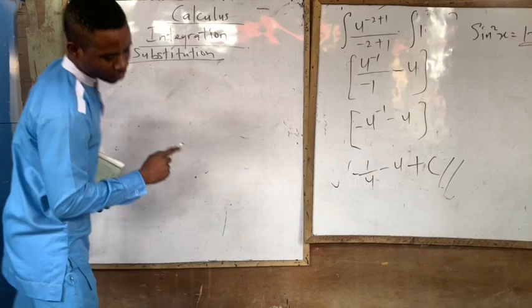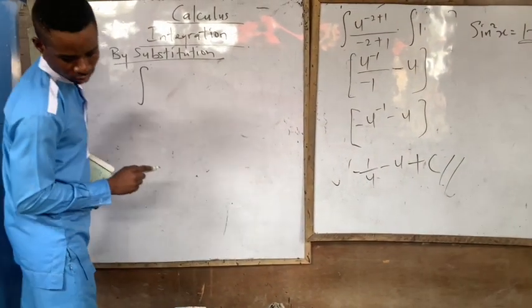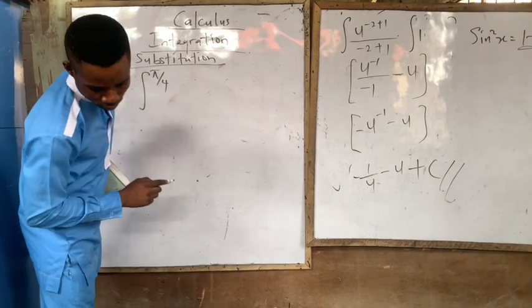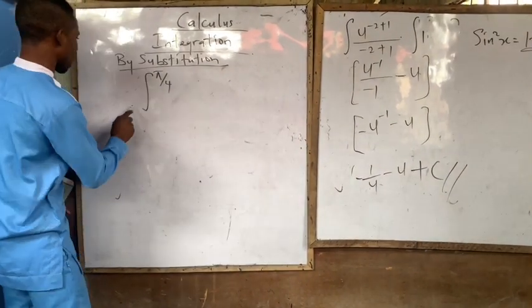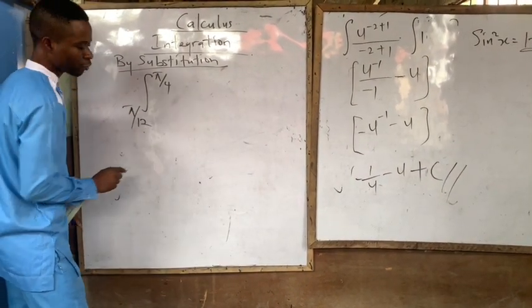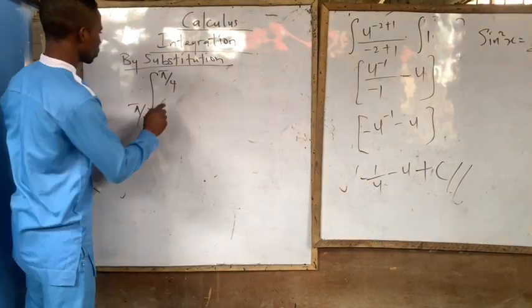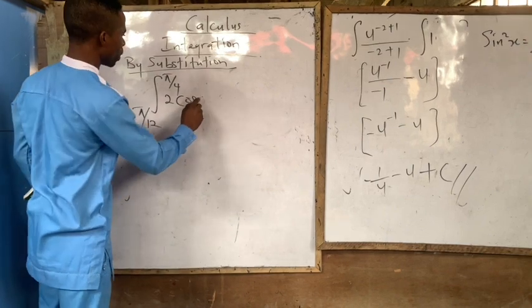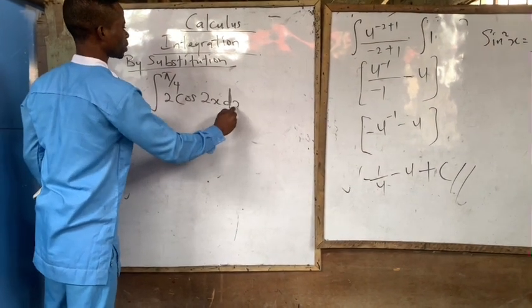Evaluate the integral. They are given something like this: pi all over 4 and pi all over 12, 2 cos 2x dx.